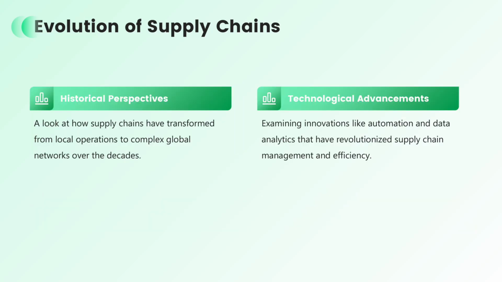Supply chains haven't always been global and digital. Historically, they evolved from local production and simple distribution to complex international networks. And recent technological advances like automation and data analytics have accelerated that shift, improving efficiency while also introducing new dependencies and challenges that managers must navigate.